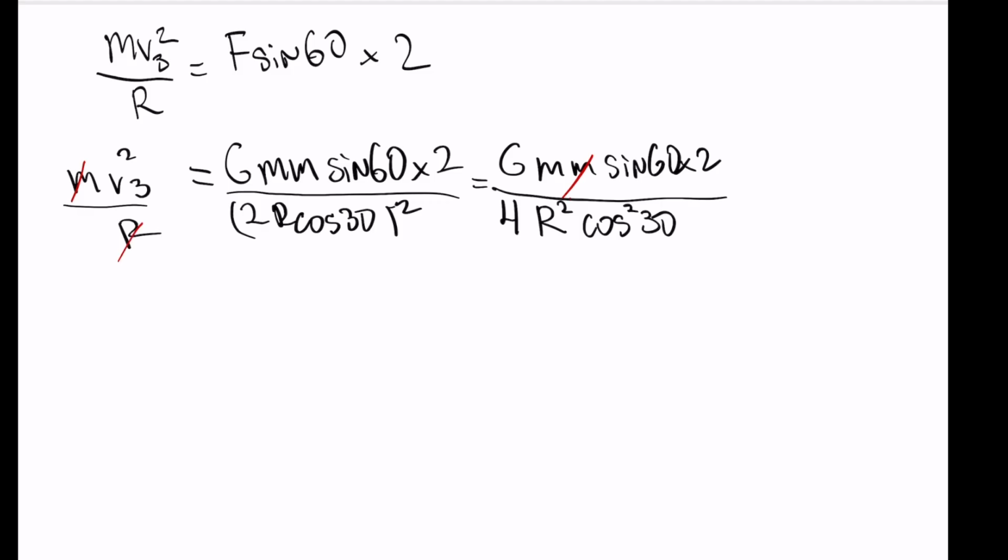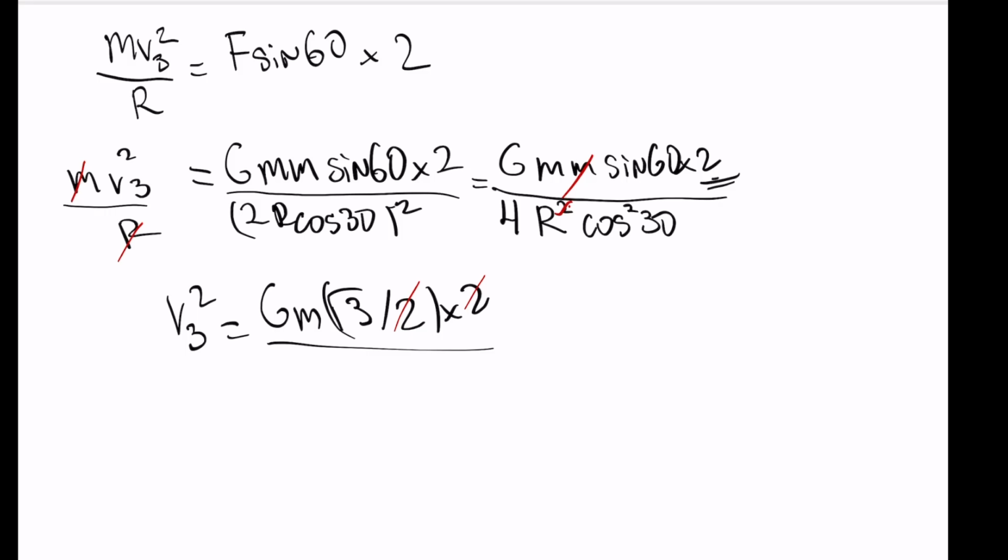So let's cancel out one of those factors of r, like so. And what we're going to get is that V3 squared will be given by GM. Now sine of 60 is just root 3 divided by 2, so this will cancel out this factor of 2 like that. Let me write it more clearly, multiplied by 2, where those two factors are going to cancel out. And then we have a factor of 4r cosine squared of 30 degrees.